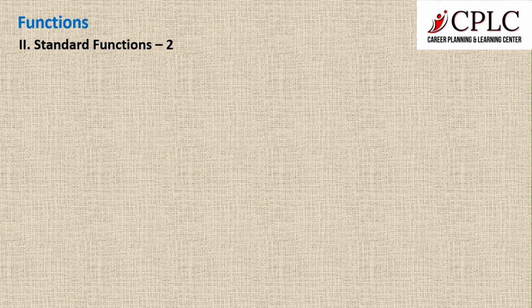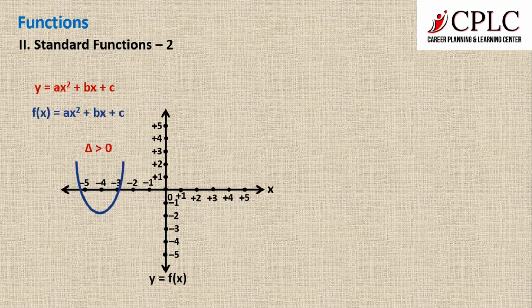Okay, the next part is basically quadratic function. We know the graph y is equal to ax square plus bx plus c standard form. Graph will be a normal parabola. Delta is greater than 0. Roots are real and unequal. Delta is equal to 0. Roots are equal. Delta is less than 0.